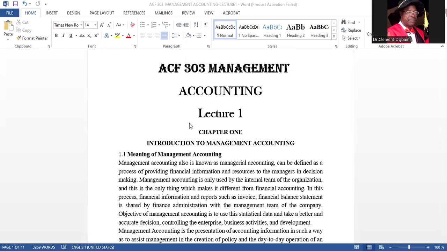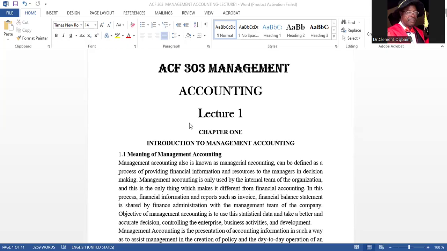Management accounting is also known as managerial accounting, and it can be defined as the process of providing financial information and resources to managers in decision making. Management accounting is used by the internal management of an organization to run the organization. So it differs from financial accounting, which is useful both to the internal management of the company and also to outsiders.